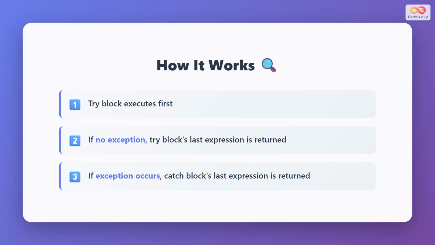Let's break down how this works step by step. First, the try block executes. If no exception occurs, the last expression in the try block is returned as the value. However, if an exception occurs during execution, control immediately transfers to the catch block, and the last expression in the catch block is returned instead.